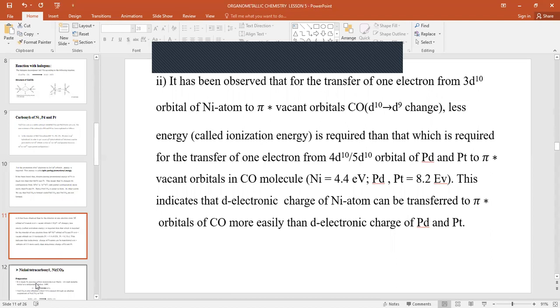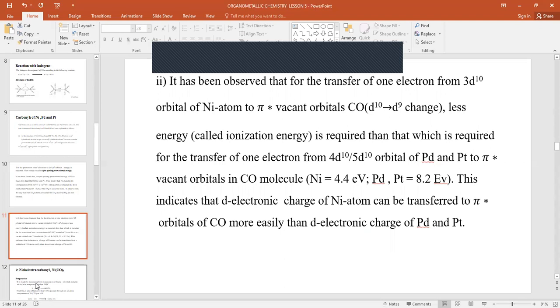It has been observed that for the transfer of one electron from the 3d10 orbitals of the nickel atom to the pi antibonding vacant orbital of carbon monoxide, less energy, called the ionization energy, is required than that which is required for the transfer of one electron from the 4d10 or 5d10 orbitals of palladium and platinum to the pi vacant orbital in the carbon monoxide molecule.